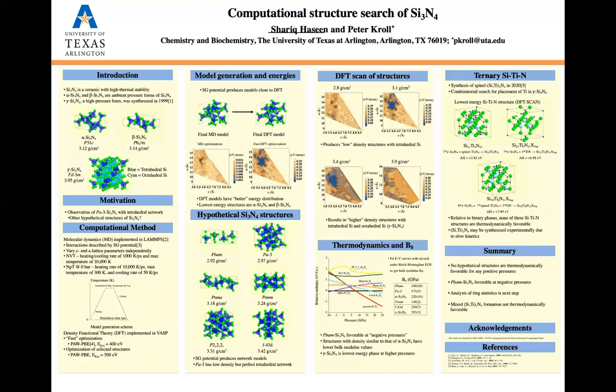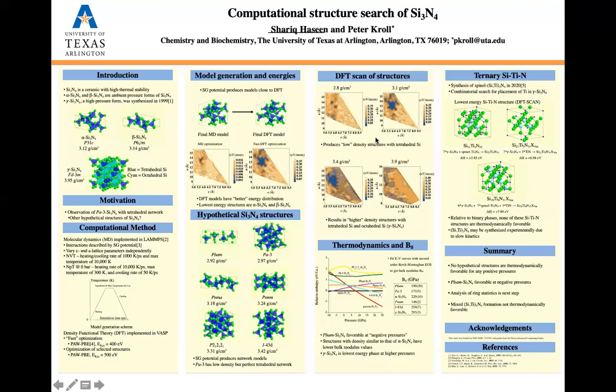So the structure search produces many thousands of structures, and a lot of these structures have low to no symmetry. Here you can see some structures that have high symmetry and that are only just above the energy of alpha and beta silicon nitride. And we find these structures by looking in these dark regions, or the low energy regions, of these energy contour plots.